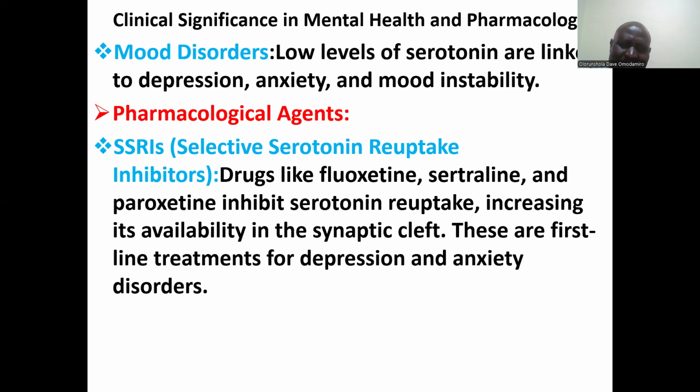Increased serotonin availability is key. These are the first-line treatment for depression and anxiety disorder, because once you have inhibited reuptake, you will have more serotonin available in the synaptic cleft. And these drugs are selective serotonin reuptake inhibitors: fluoxetine, sertraline, paroxetine. They are all inhibitors of serotonin reuptake.